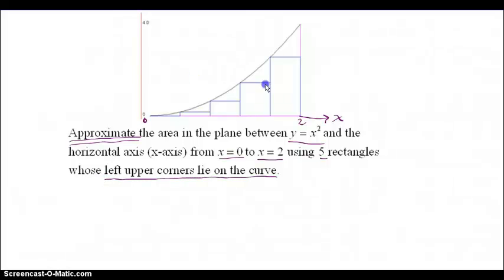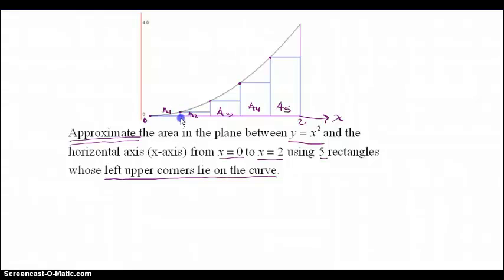And here we have it drawn for us. The left upper corner there is on the curve. That corner's on the curve. There's a corner on the curve. There's one. And there's one. So I'm going to have 5 different areas. I'm going to have area 1, area 2, area 3, area 4, and area 5.